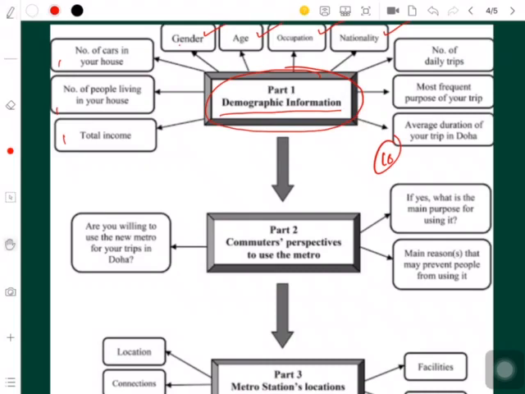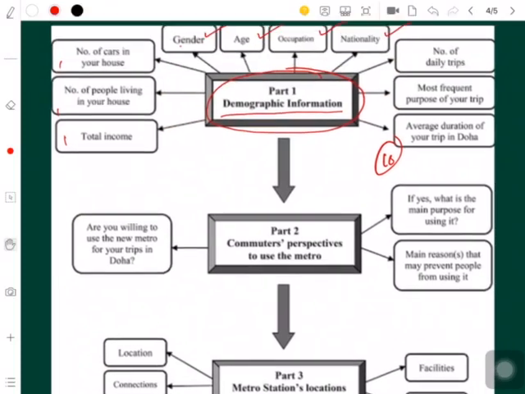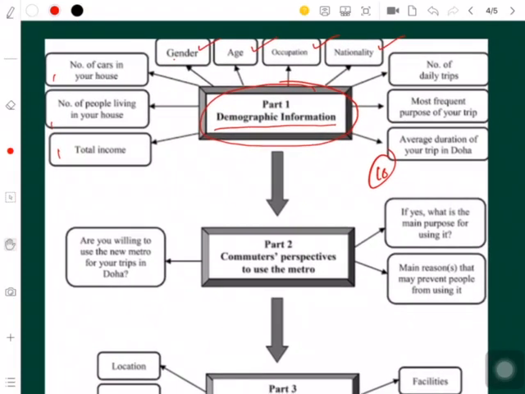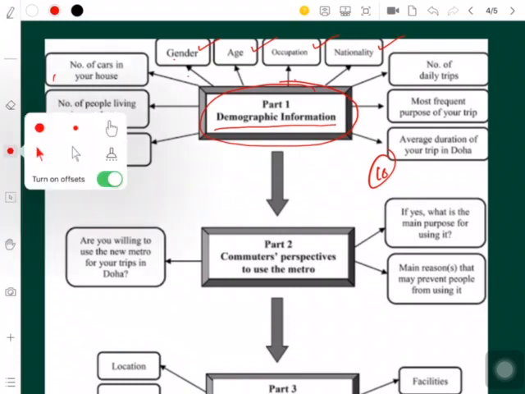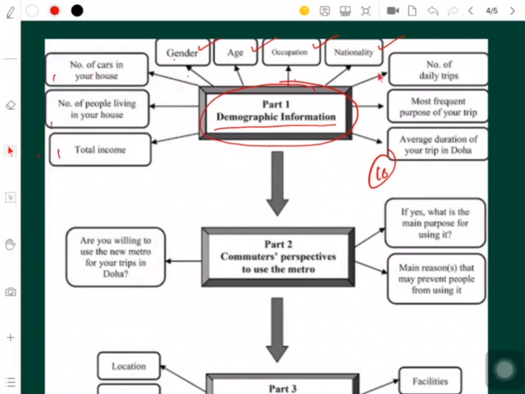Let me name those ten things first, so that later you won't say that sir just skipped it. It is your gender, age, occupation, nationality, number of daily trips, most frequent purpose of your trip, average duration of your trip, number of cars in your house, number of people living in your house, and total income of your household. These are the things which will cover the demographic part, the first part of your questionnaire.